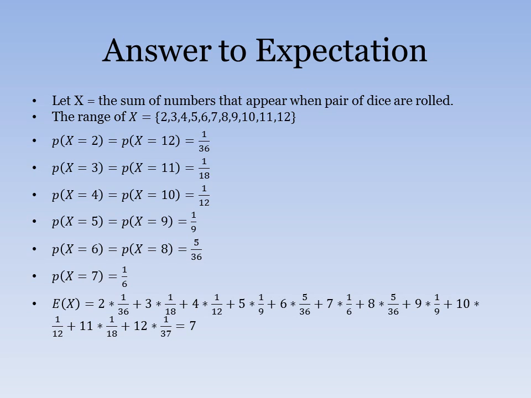And what we did is we took the value of the die and multiplied it by the probability that that value would show up on the die, and then added them all together. And therefore, when you add them all together, the expected value on the dice is 7.